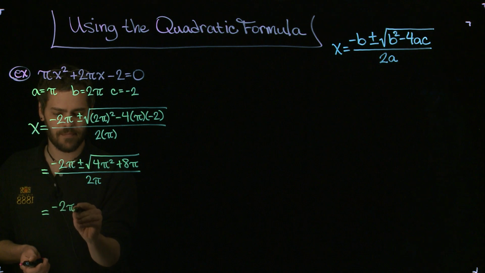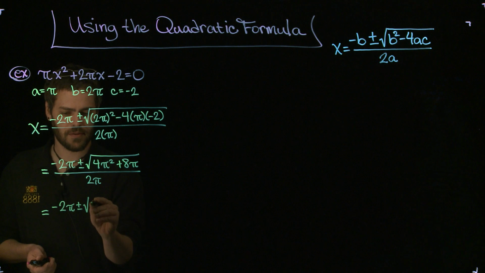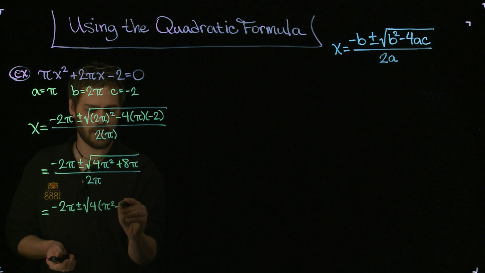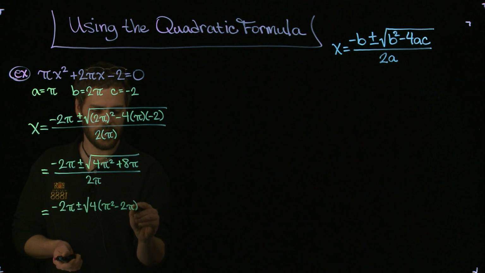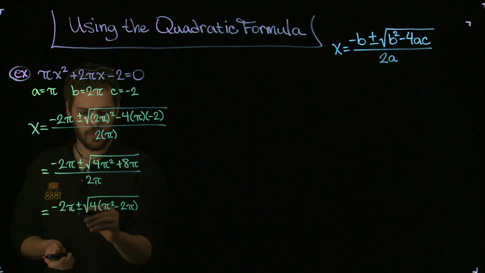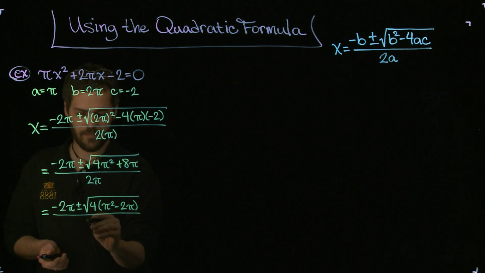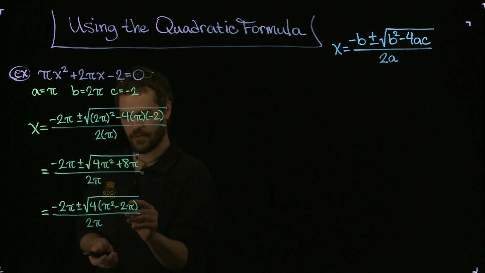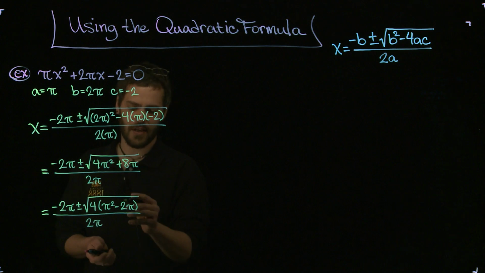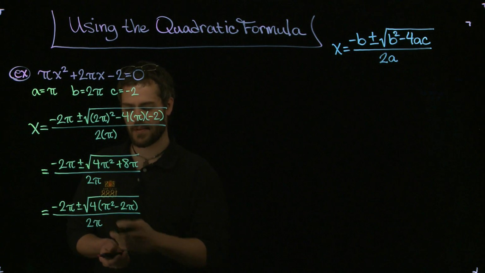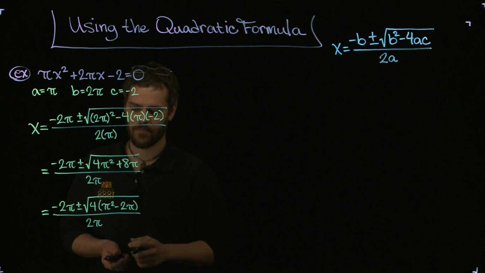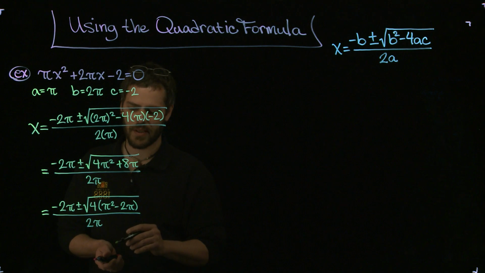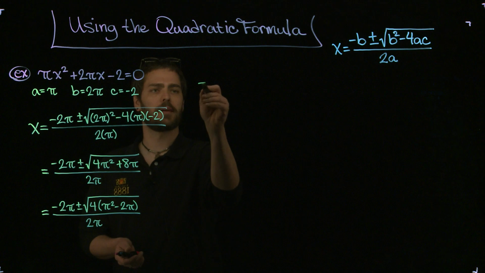So this is -2 pi plus or minus the root of 4 times pi squared plus 2 pi in the parentheses. Okay, and I'll continue my root bar there, and then all of that over 2 pi. And I could have factored out a pi also, but since I could not factor out pi squared, it doesn't really give me something that I can root, so that's why I just left that in there. Now this thing I can actually break up as the root of 4 times the root of pi squared plus 2 pi.